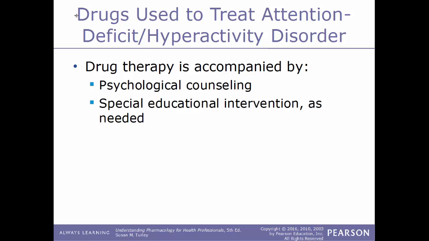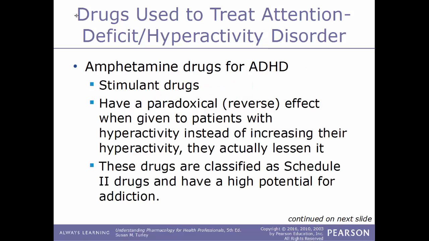See, any drug therapy with ADHD is often accompanied by psychological counseling or special educational intervention, if it is needed. See, one kind of drug that could be used to treat ADHD are amphetamine drugs. These are a stimulant drug of the central nervous system, and it has what's called a paradoxical effect when given to patients. Because even though it is a stimulant drug, instead of increasing their hyperactivity, it will actually lessen it. And these drugs are classified as a Schedule II drug because they have a high potential for addiction.